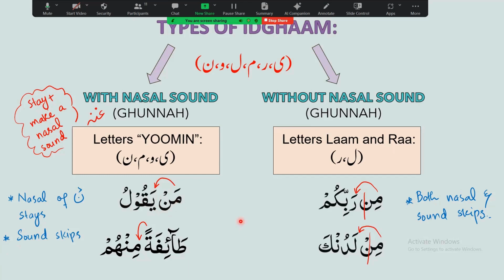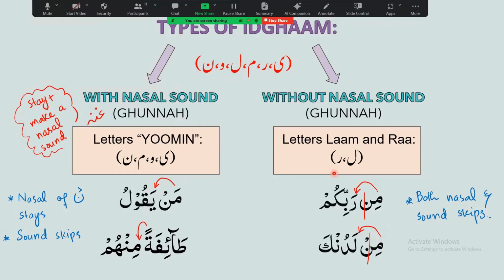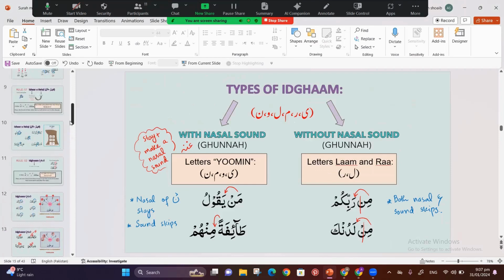The first one is called idgham with ghunna, and the second one is idgham without ghunna. Ghunna simply means nasal sound, right? Yesterday we remembered these six letters, but now you can remember these two types as well by dividing the letters. There are four letters here, ya, waw, mim, noon, which you can remember from the abbreviation yumin. And the other two are lam and ra letters without ghunna. I hope that you get this second rule of noon sakin and tanween as well. Inshallah, we'll do the third and fourth one tomorrow.